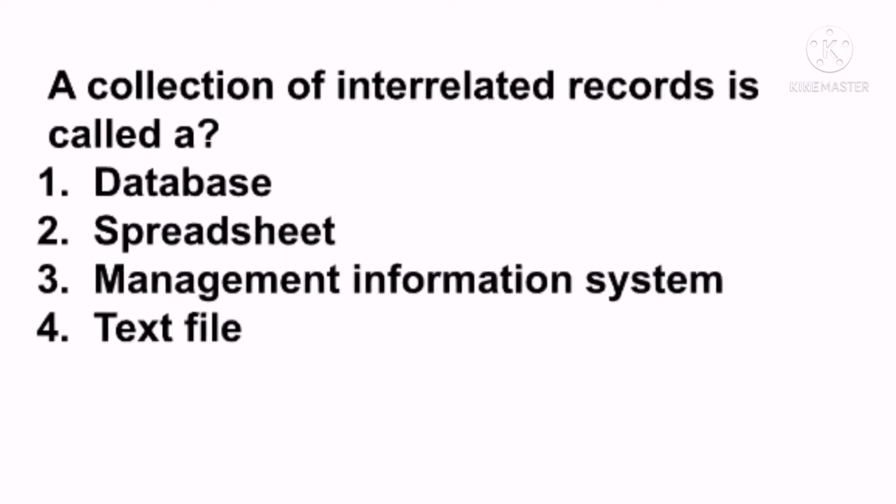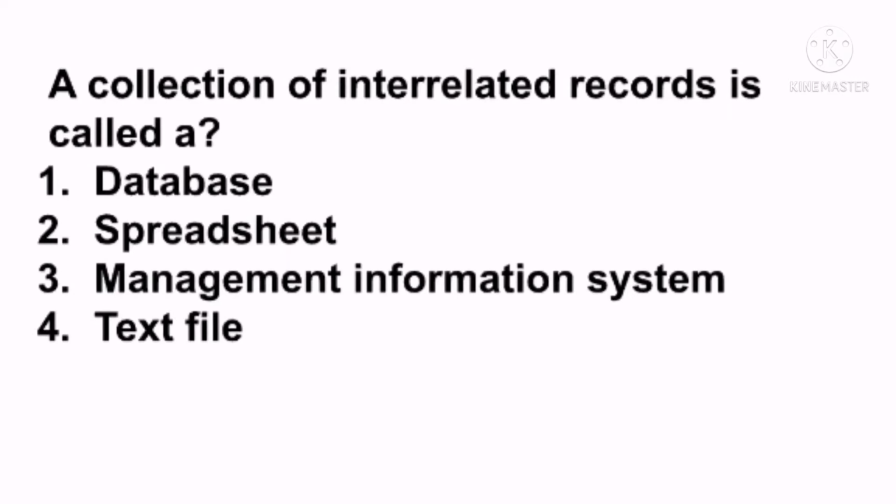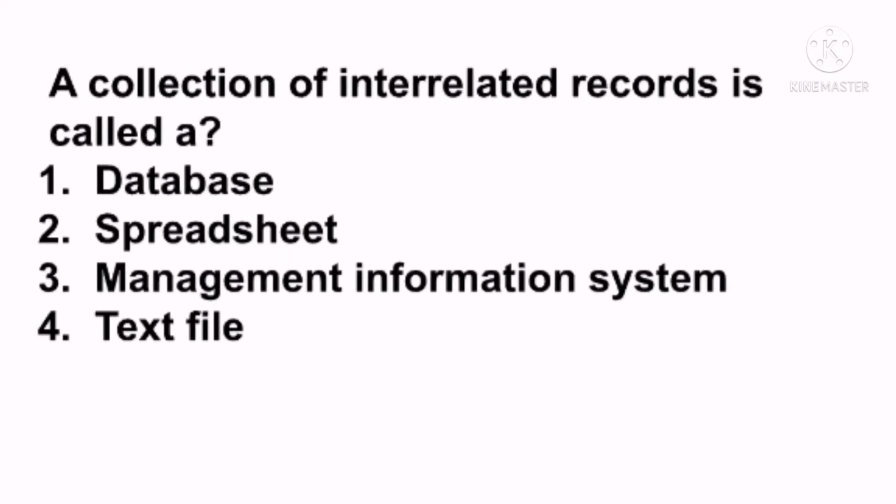First one, a collection of interrelated records is called a. Options are: first one, database; second one, spreadsheet; third one, management information system; fourth one, text file. So the correct answer for this question is database. So a database is nothing but a collection of interrelated records.